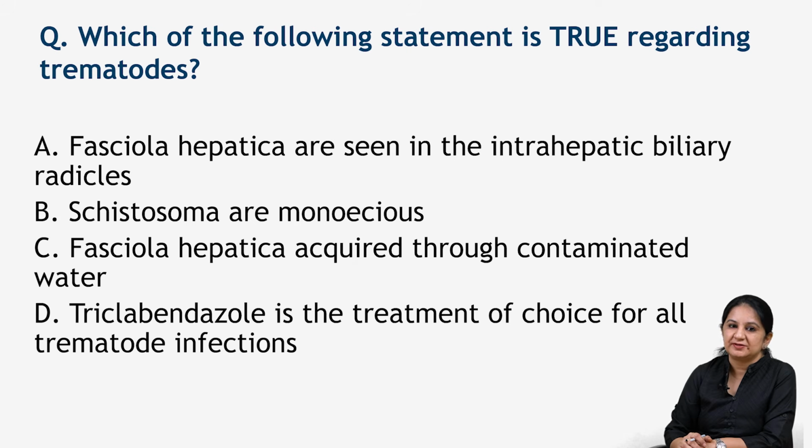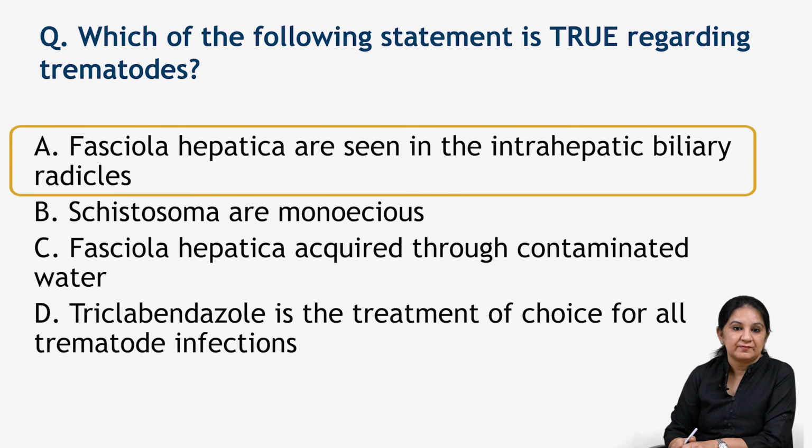Pathology over, microbiology questions. Which of the following statements is true regarding trematodes? So let's see every option. Fasciola hepatica are seen in the intrahepatic biliary radicals. True or wrong? Yes, it is true. So the correct answer is A.